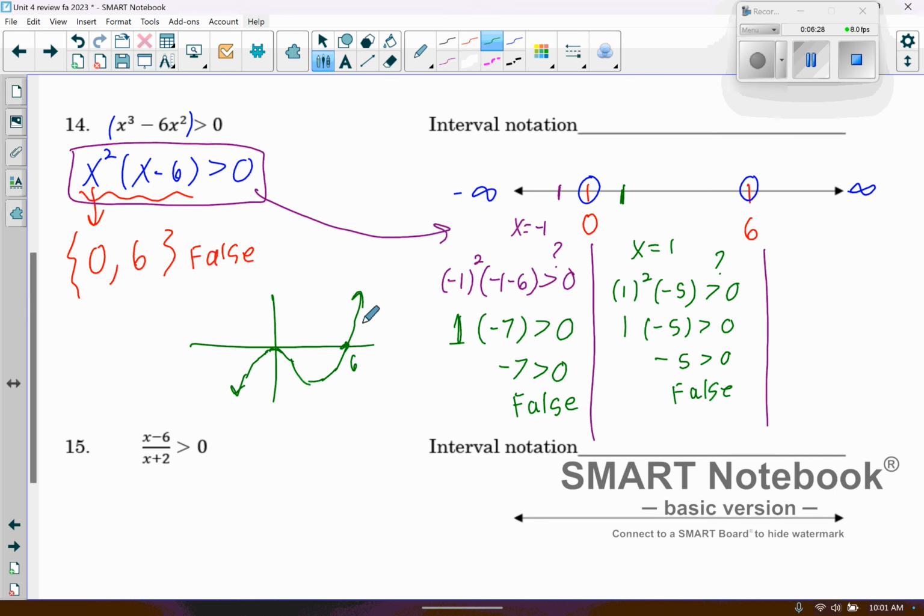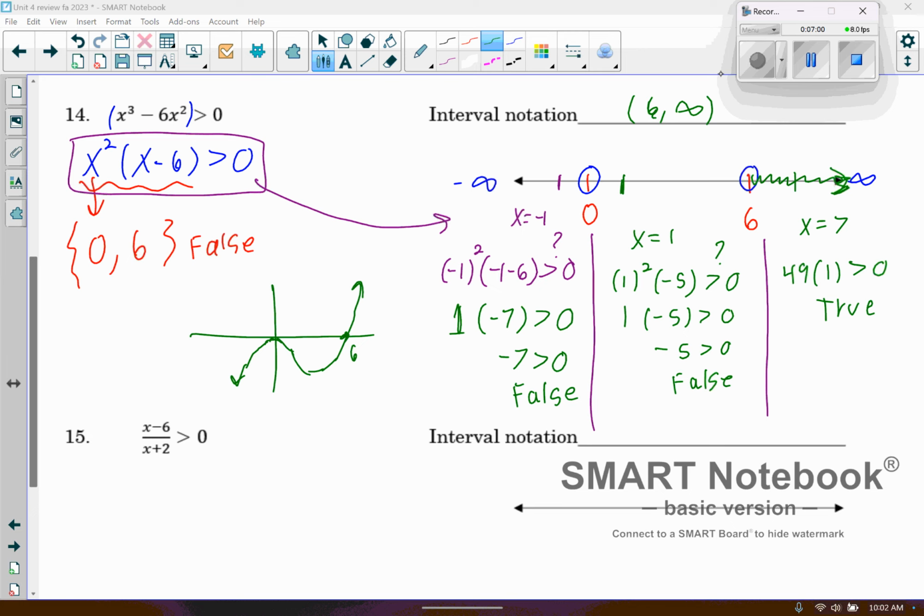And then the last one, it looks like it will come back greater than 0. So let's find out. So x equals 7. If I plug in 7, 7 squared is 49, and then 7 take away 6 is 1. 49 times 1 is greater than 0. I can already see that that's going to be true. So we'll go ahead and shade right there. And so that interval is going to be from 6 to infinity. So this time I only had a single interval.